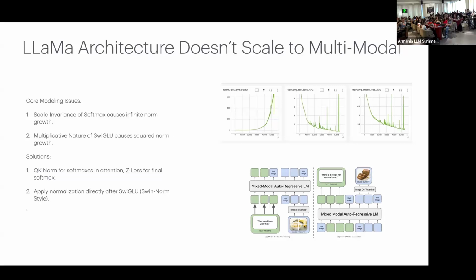The very first thing that we did is, if you think about where the softmax is in a transformer model, the softmax appears in two different places. The first place is in the attention. And the second place is at the very end before you calculate the loss. So we needed two separate ways to essentially tell softmax to not just blow up all of the norms. The very first one is QK norm.